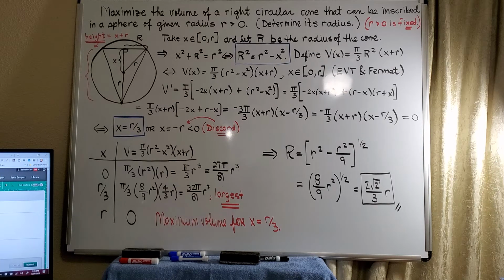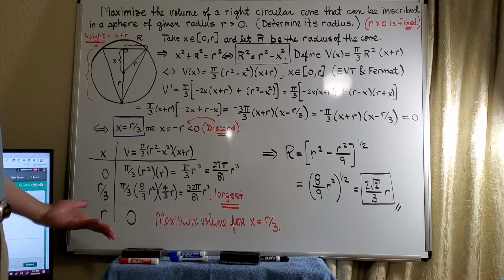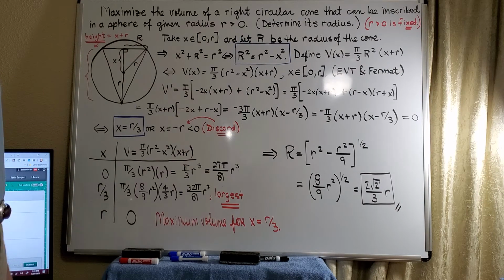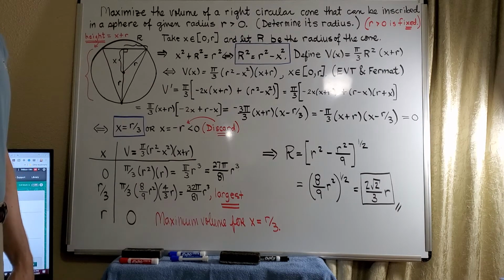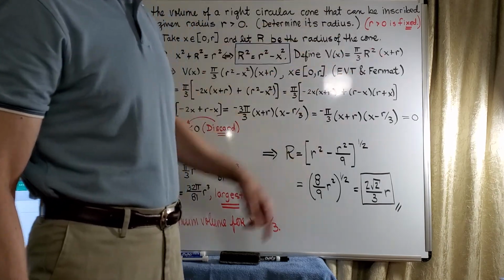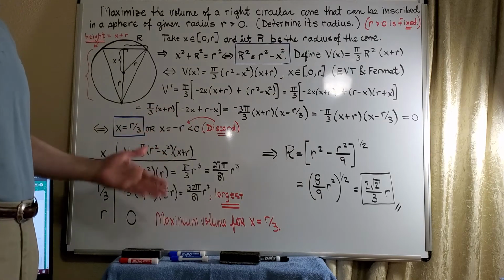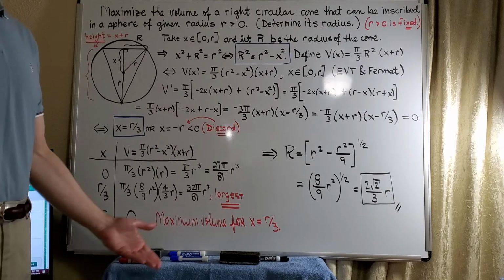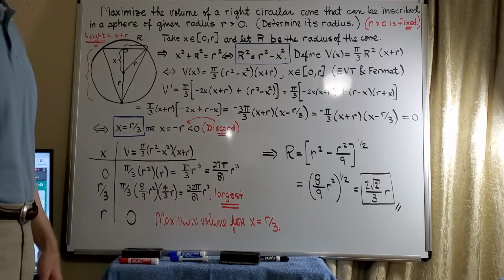So what we're trying to do is maximize the volume of a right circular cone that can be inscribed in a sphere of given radius r. And we're asked to actually determine its radius. That is, if we maximize the volume of the cone, what is its actual radius relative to the sphere? And over here I've written in red, r is fixed. It's a positive number and it's fixed. So by being fixed, it is constant.